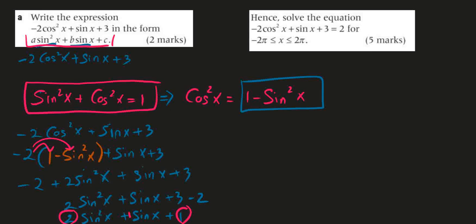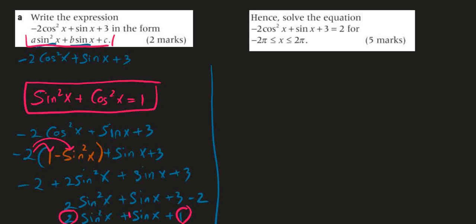Now let's see the next question. Next question says that hence solve the equation of this one: -2 cosine square of x plus sine x plus 3 equals 2 for x ranges from -2 pi until 2 pi. Since we have proved that this equation is actually the same as this equation, so we're going to copy this one: 2 sine square of x plus sine x plus 1 is equals to 2. Now we have to see that this is sine square of x and sine x, it is a quadratic equation with sine x.